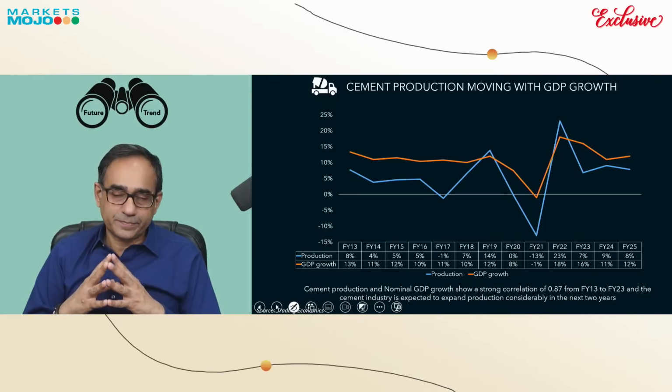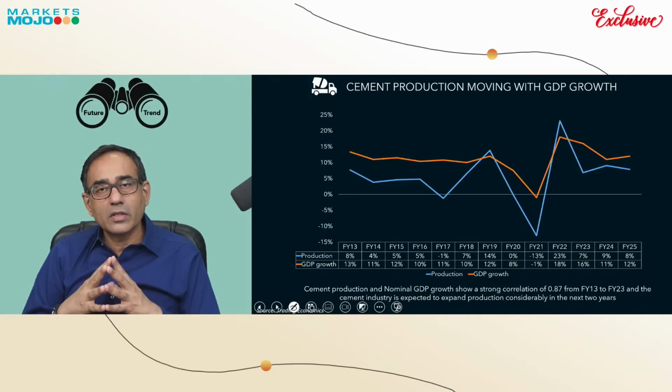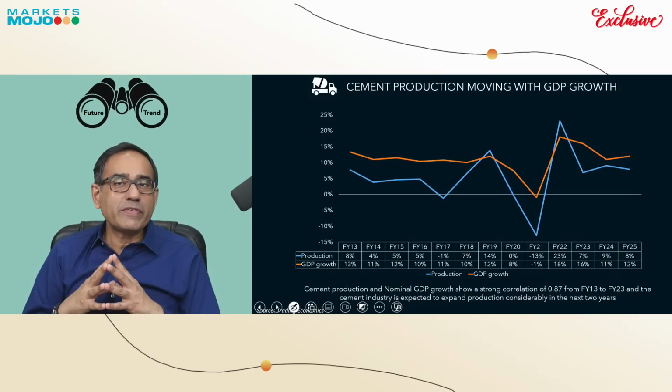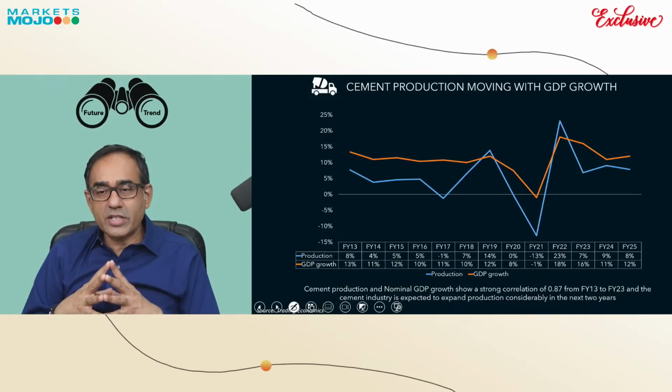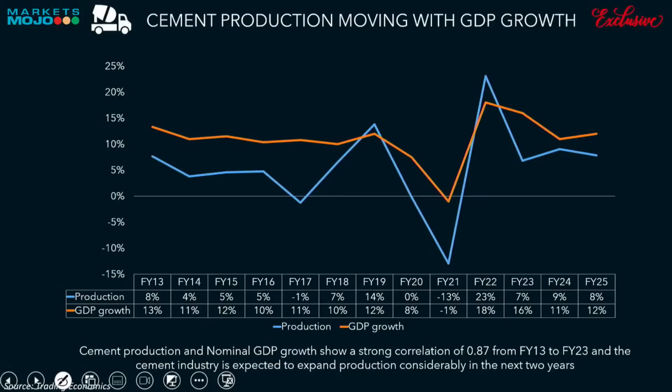Why is that happening? One of the big reasons is that the government of India is going to spend a huge amount on infrastructure. If the Indian economy does well, they will do well. This is the data where you can see production versus GDP, and there is a high correlation of almost 0.87. I am discussing this data with you for two reasons.